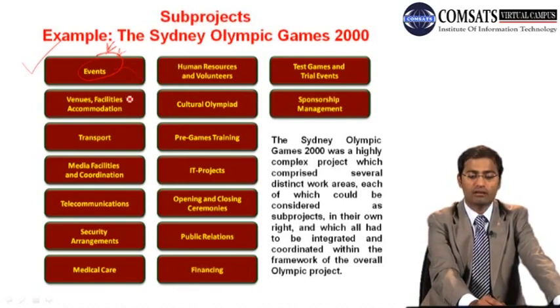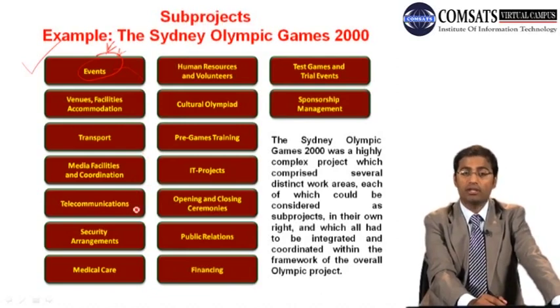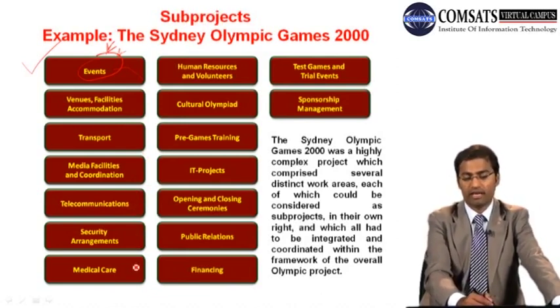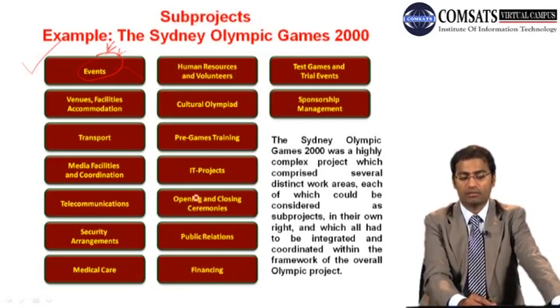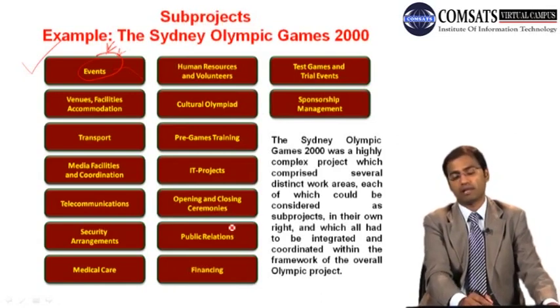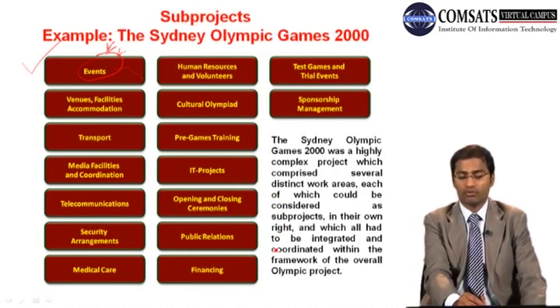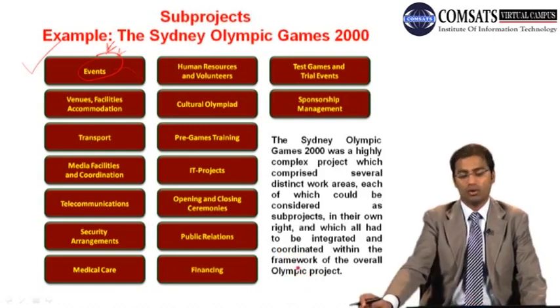And then venues, facilities and accommodation, and then there was a sub-project of transportation, and then media facilities and coordination, and telecommunication and security arrangements, medical care, financing, public relations, opening and closing ceremonies, IT projects, pre-game training, cultural Olympiad, and human resource and volunteers, test games and trial events, and sponsorship management. So this was a very highly complex project which comprised several distinct work areas, each of which could be considered as sub-projects in their own right, and which all had to be integrated and coordinated within the framework of the overall Olympic project.